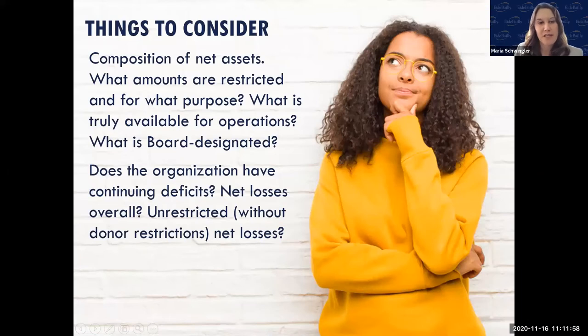And as a recap, as it relates to net assets, you will want to understand what restricted net assets you have and what they are restricted for. Do you have board designated net assets? Understanding these restrictions should help you better understand what truly is available to support the general operations of the organization. When you look at trending in your net asset categories year over year, are you continuing to see deficits or declines in your net assets? And if so, what's causing that? Specifically, when you look at net assets without donor restrictions, are you experiencing multiple years of net losses there? And what is the cause of that?